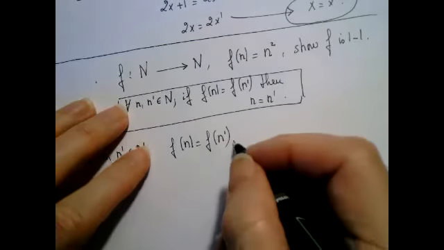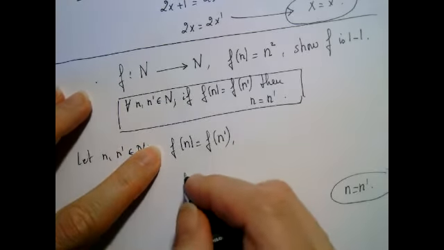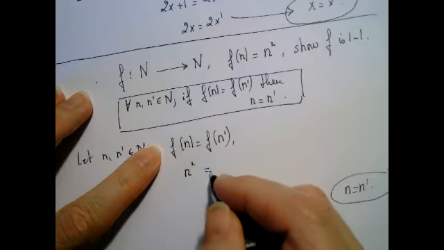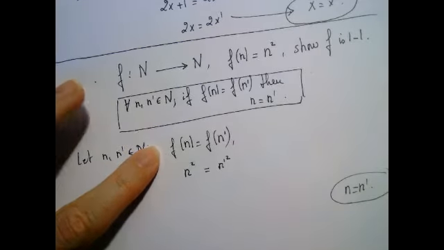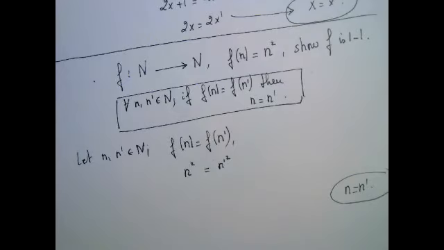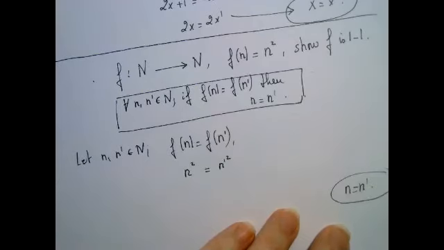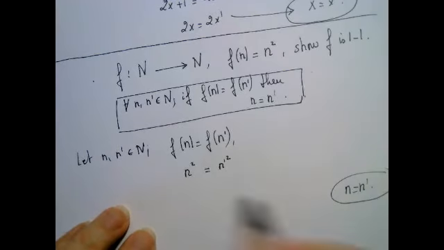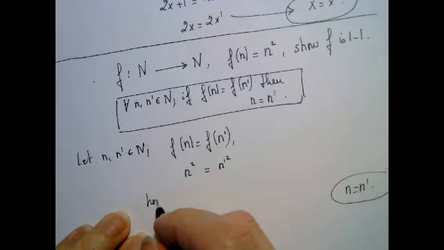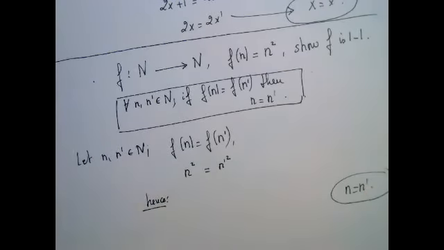All right, so what does it mean that f of n equals f of n prime? f of n is n squared, equal to n prime squared. And then I want to show n equals n prime. It's a simple problem. n squared equals n prime squared. Can I deduce n equals n prime? Can I go from here to here? Yes or no? Quickly. Yes.